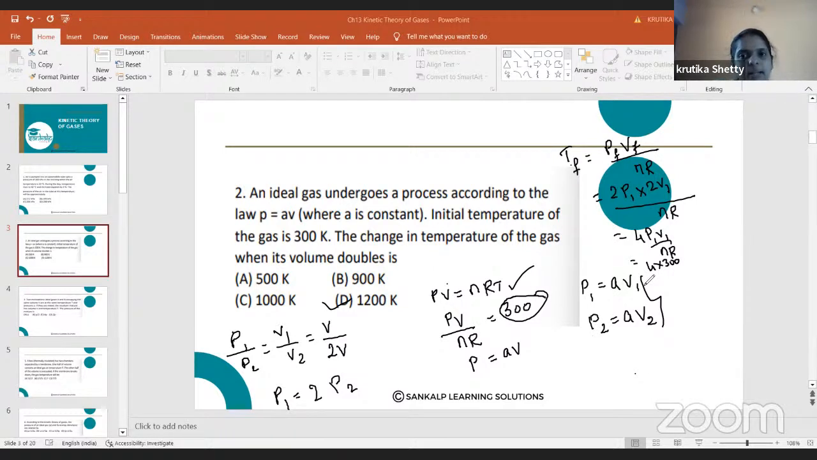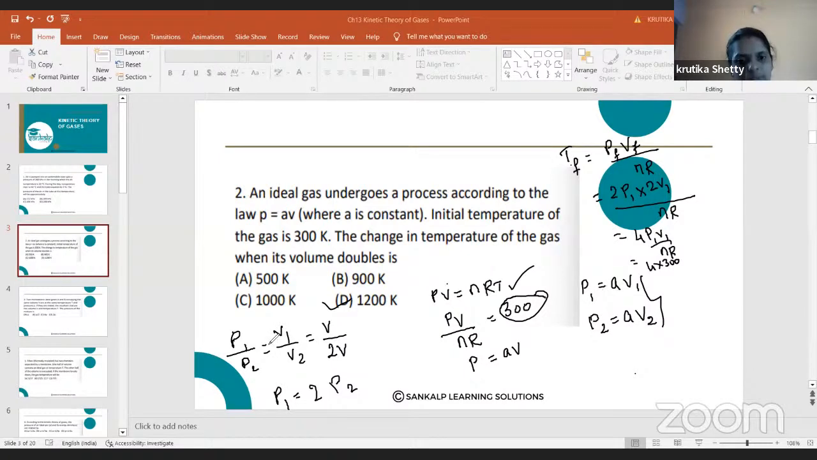Yes. I hope the solution is clear to you. If anybody is having any query, you can ask. So if you want, I'll repeat the solution. See, according to the ideal gas equation, it is PV is equal to nRT. So PV divided by NR is equal to T. They have given the temperature as 300 Kelvin. The given equation is P is equal to AV, right? So for initial we can write it as P1 is equal to AV1. For final we can write P2 is equal to AV2.